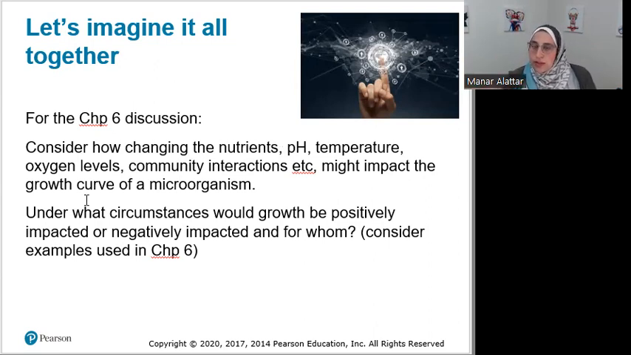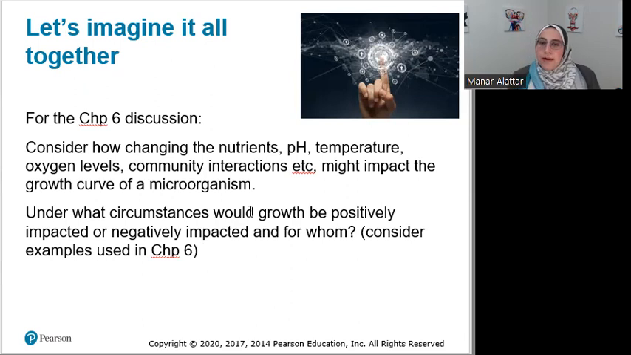You don't have to talk about all of these. You can focus on one or two. And under what circumstances within that category would growth be positively impacted or negatively impacted, and for whom? Okay. And so there's lots of examples in our chapter today that give us some insight into how you can change different components of the media or different components of the environment, or different environmental factors, and that will impact the growth of an organism. It might impact the whole community, or it might impact specific organisms within the community.